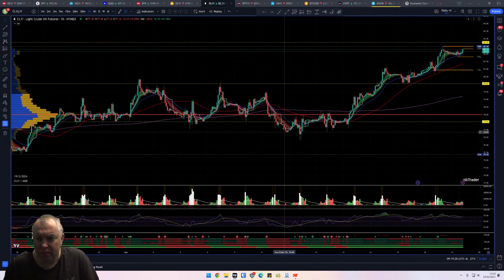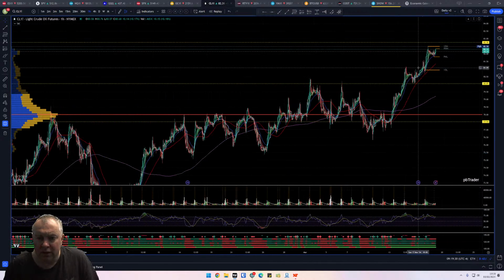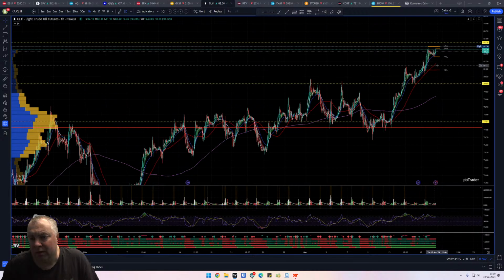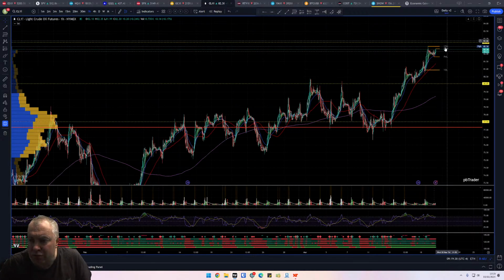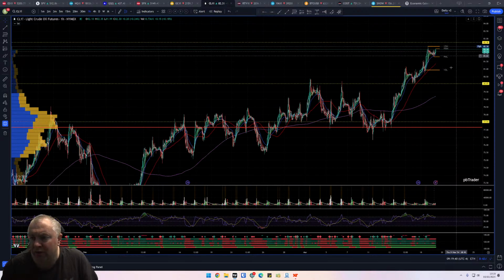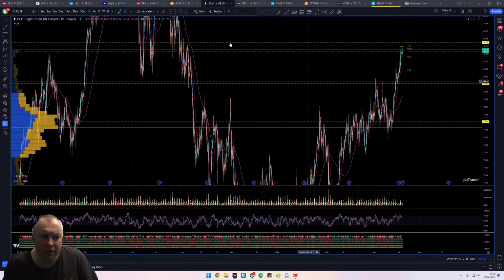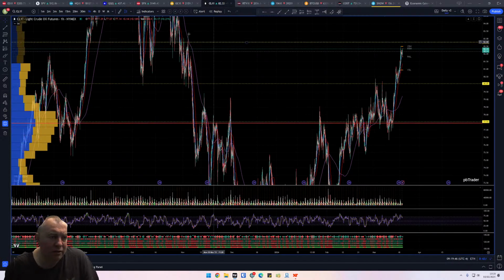Oil. There's only a couple of levels I like. I like the bounce down here at $80. Higher risk, yesterday's low at $81. And we've got a rejection at 82.75, so 83 area. And that probably is a daily level.